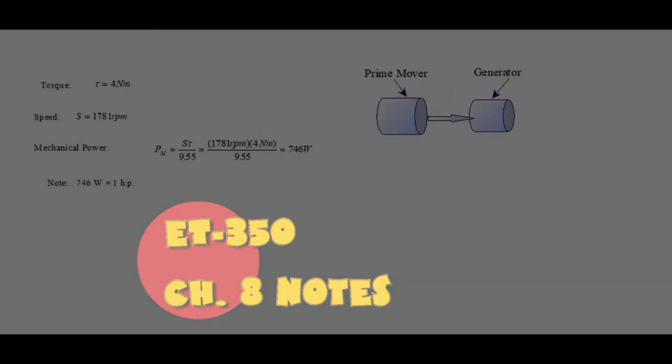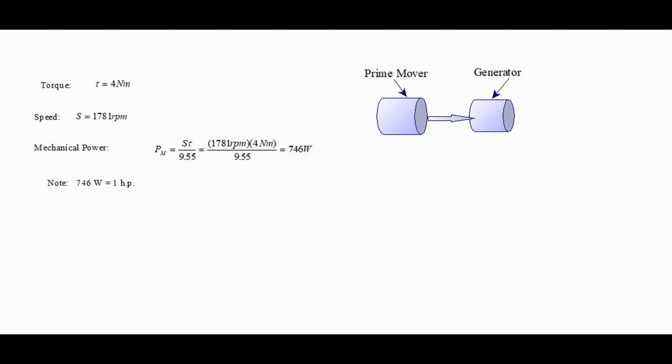This chapter has many drawings which I can't reproduce here, so I'll concentrate on some of the problems. A prime mover is anything that can exert a force on a generator causing it to turn. The prime mover could be water, steam, gasoline or diesel engines, or even wind. If the prime mover is exerting a torque and it causes a speed, then we can calculate the mechanical power. The formula for mechanical power is speed times torque divided by 9.55, and the answer will be in watts.